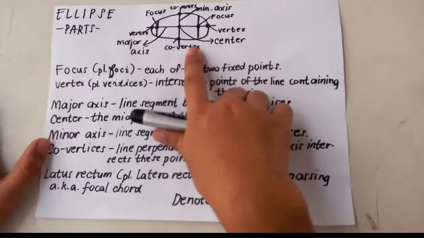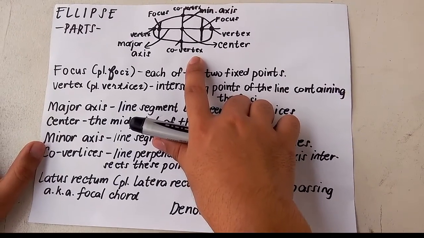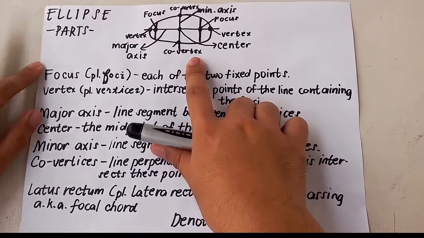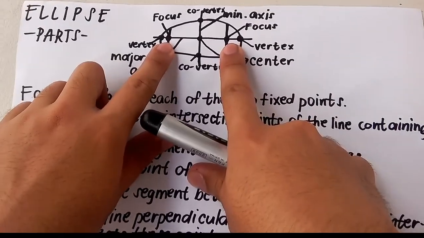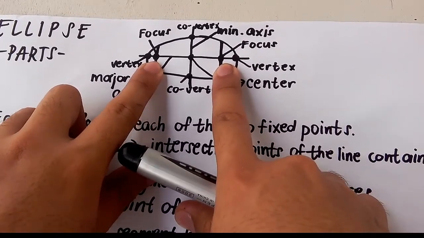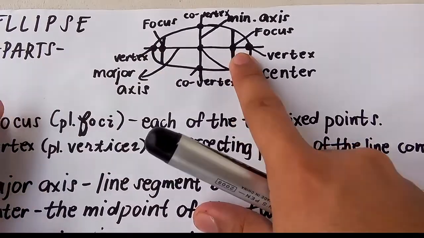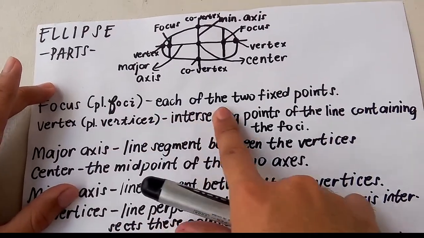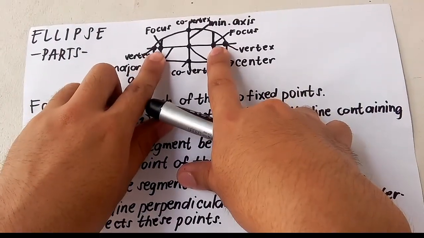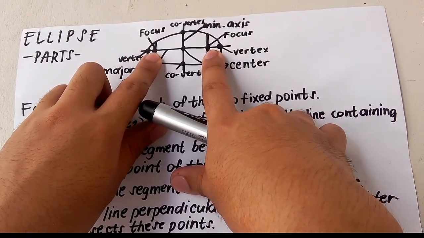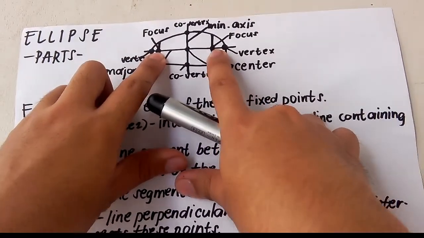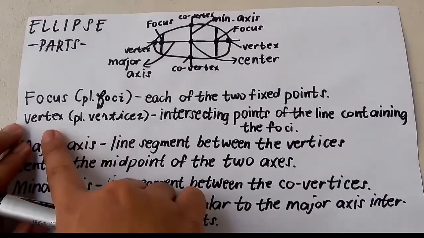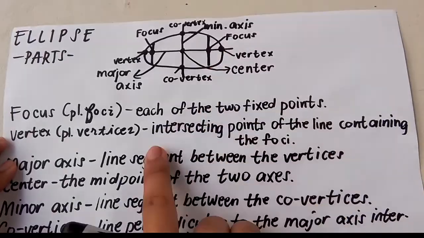As you can see here in this illustration, I have already labeled an ellipse and its parts. So let's get going. First of all, there are these two little dots, and these are called the focus, or the foci, of the ellipse. So focus, or in plural form foci, is each of the two fixed points. The foci will not be disappearing from the ellipse because they are the fixed points, the stars of the ellipse. Next, the vertex, in plural form, the vertices.